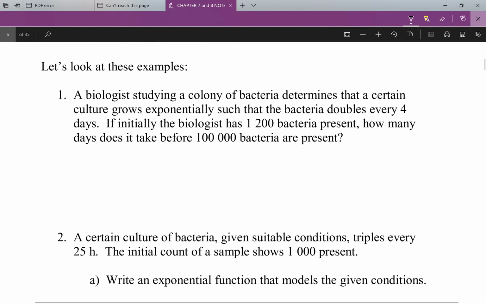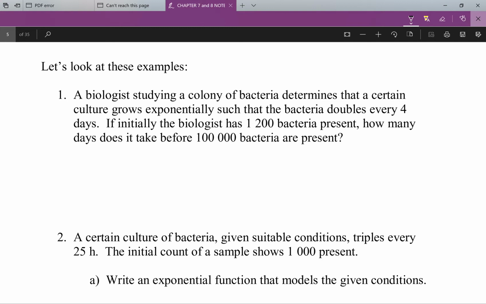So, starting off, a biologist studying a colony of bacteria determines that a certain culture grows exponentially such that the bacteria doubles every 4 days. If initially the biologist has 1,200 bacteria present, how many days does it take before 100,000 bacteria are present?